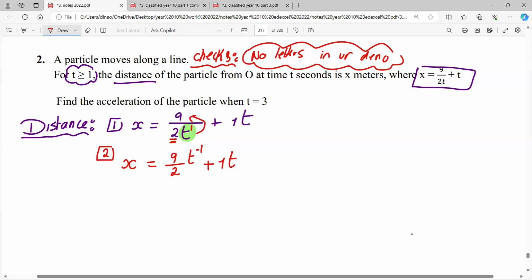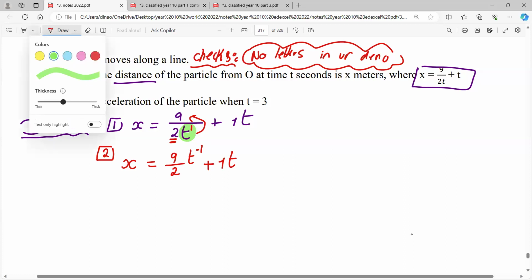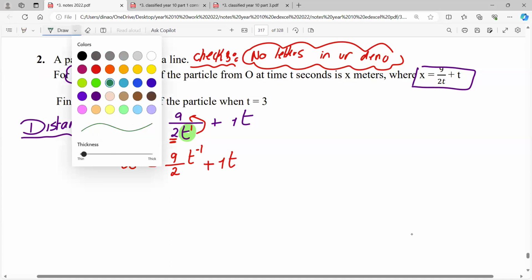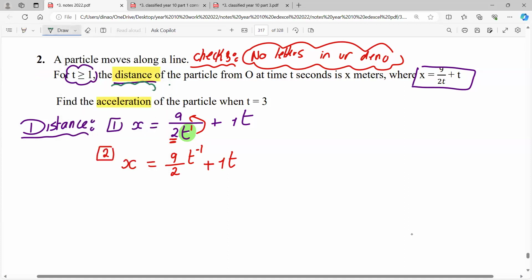It says find the acceleration. So I jumped from distance to acceleration immediately? Yes. How do I do that? Very simple. As if there is an invisible speed in the middle. Differentiate first to get speed. Differentiate second to get acceleration. So step number 3, I will differentiate to get the speed.